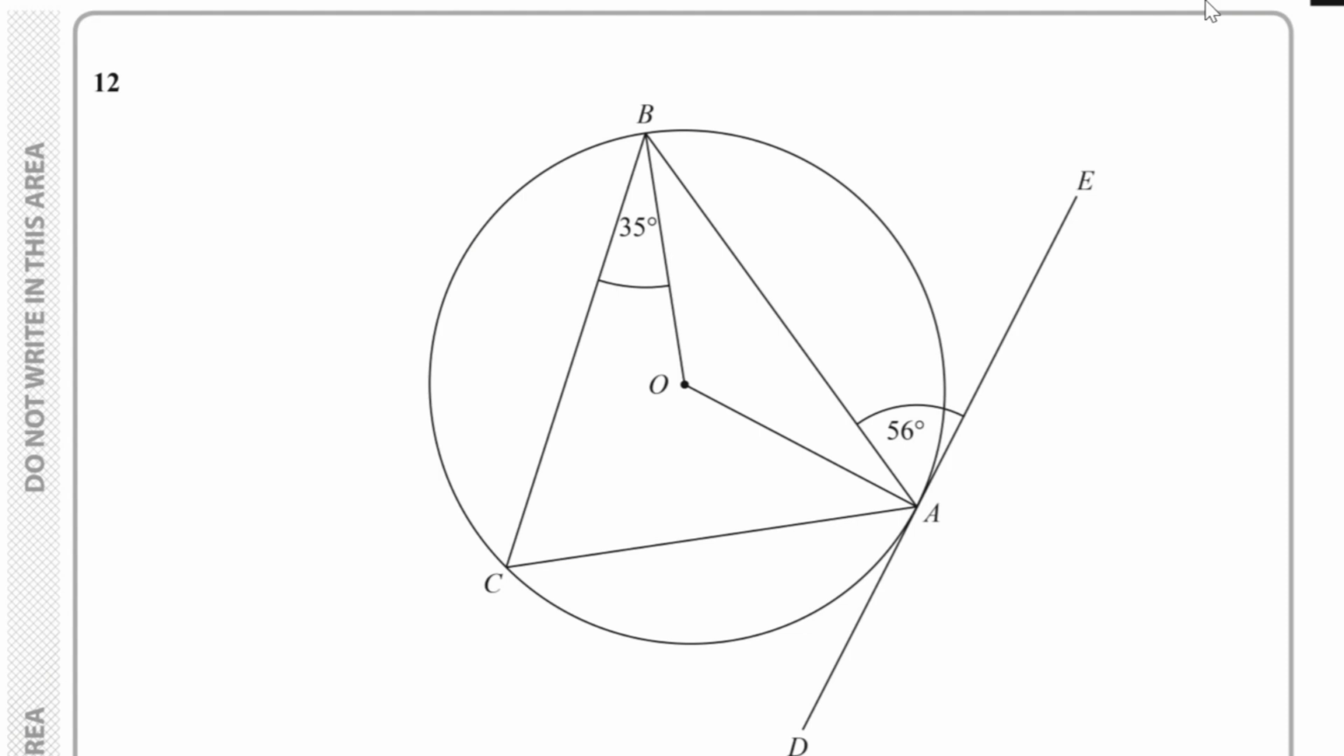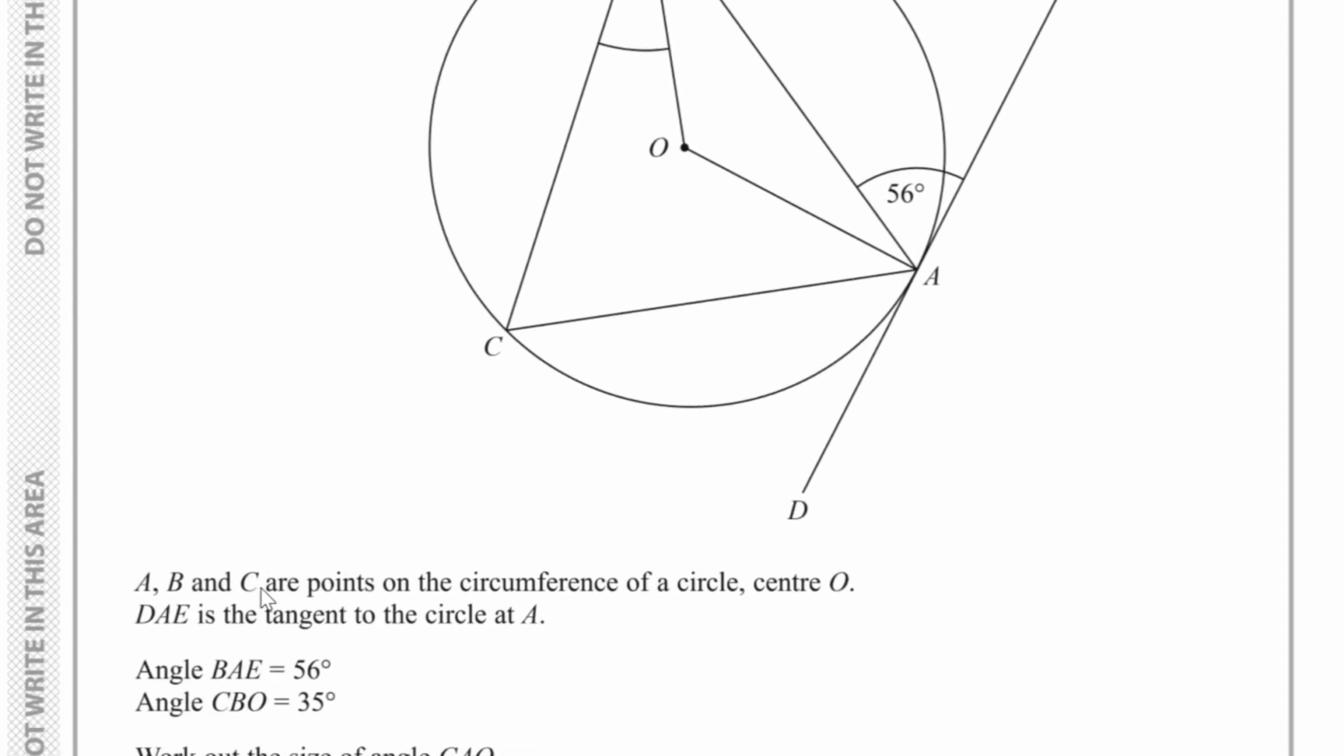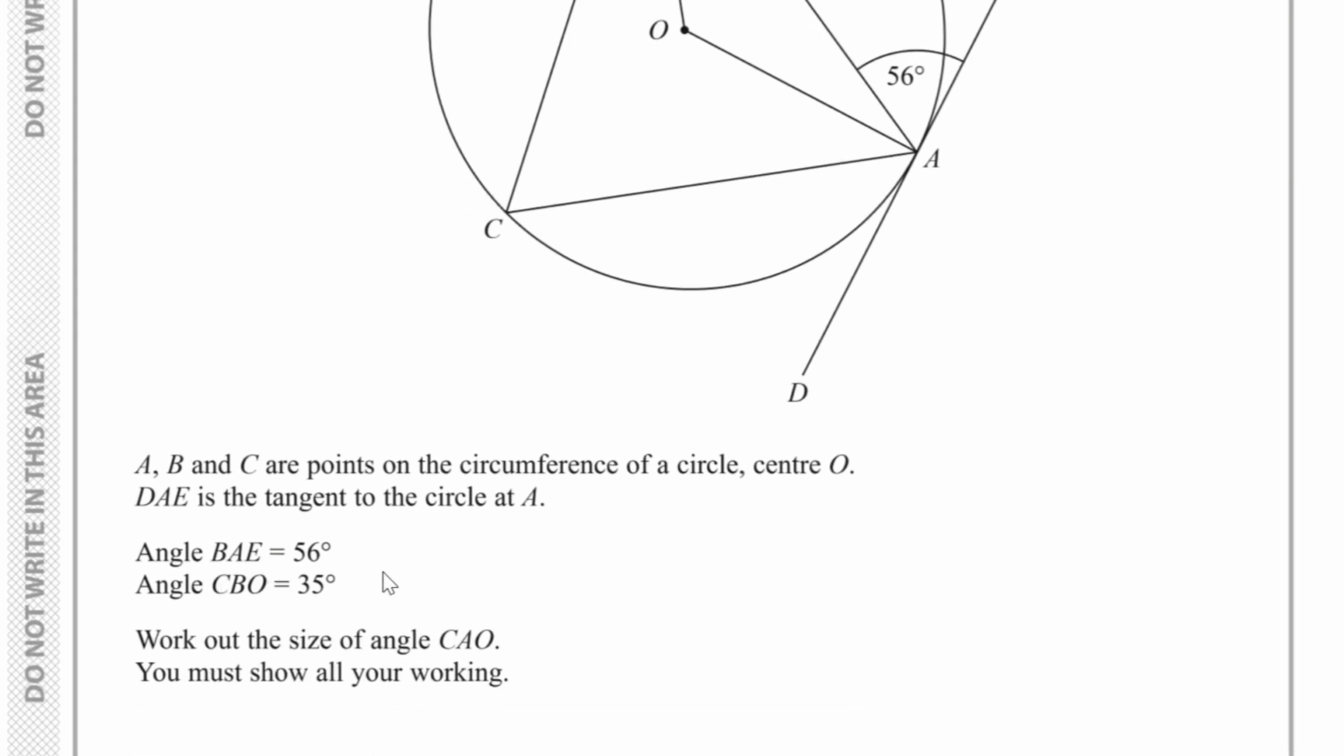Question number 12. We've got A, B and C, which are points on the circumference of a circle with centre O. DAE is the tangent to the circle at the point A. The angle BAE is 56 degrees and the angle CBO is 35 degrees. You have to work out the size of the angle CAO, showing all of your working.